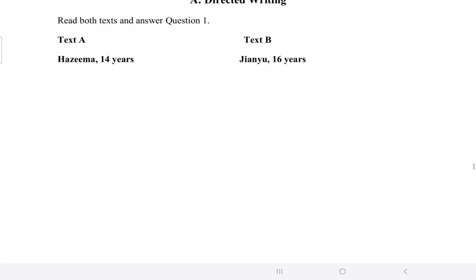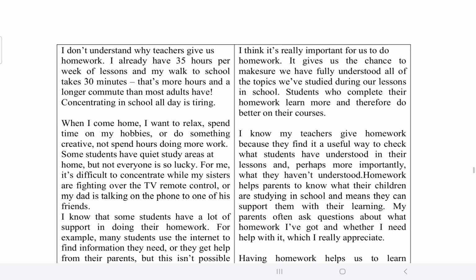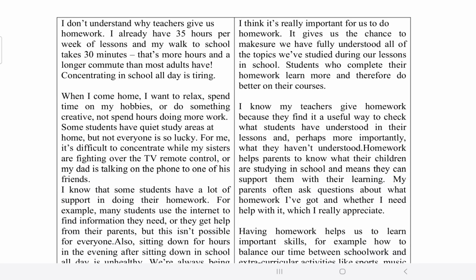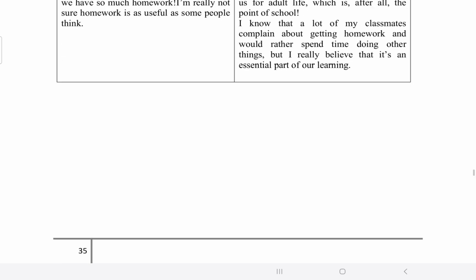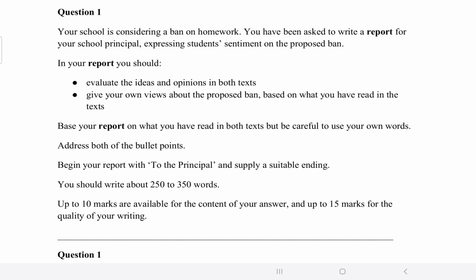Once you have this in your paper, you have text A and text B. We have both these sides, and when you are doing this task, you have to take out points from both sides, and a wide range of ideas from both sides. I'll tell you how. In this video, I'm just going to discuss the kind of question you are going to have and how you will spot audience and purpose of your task.